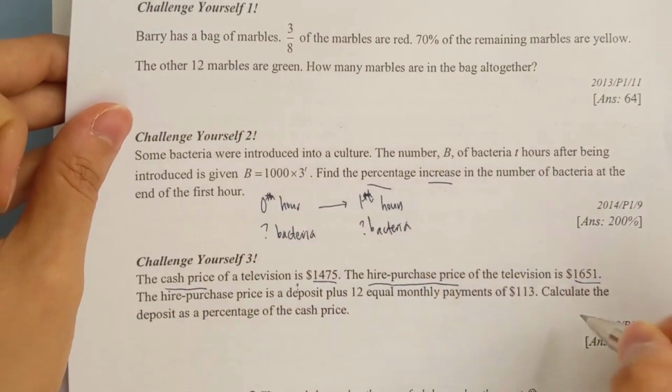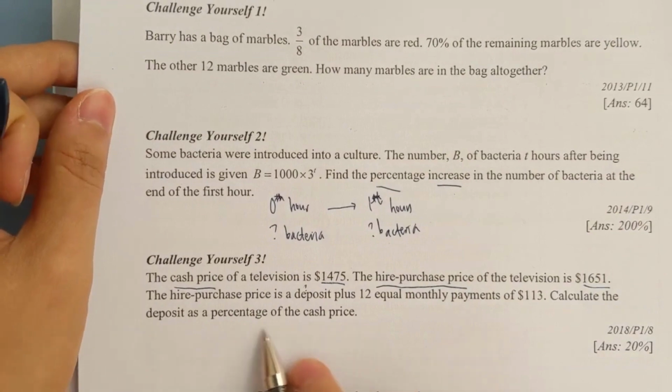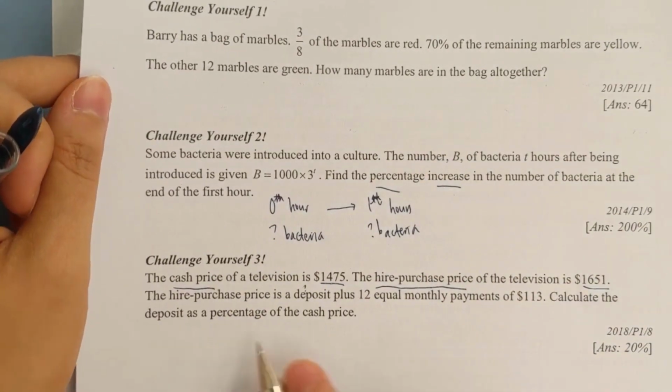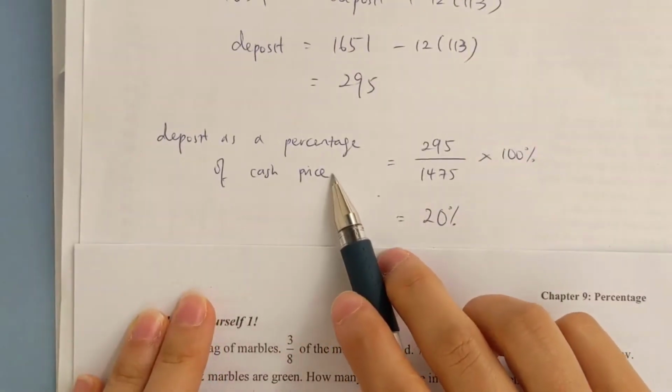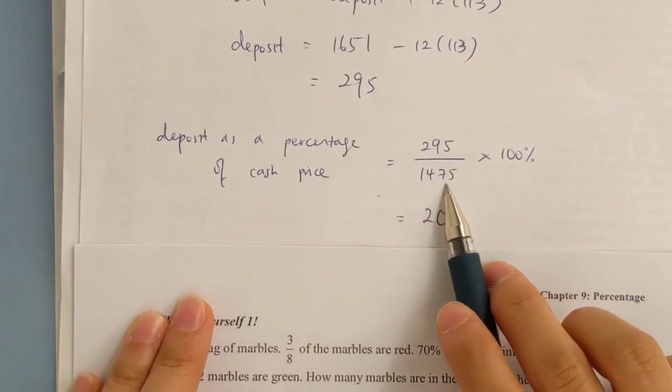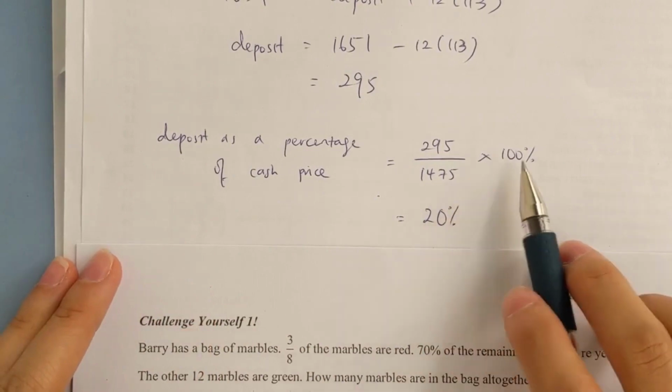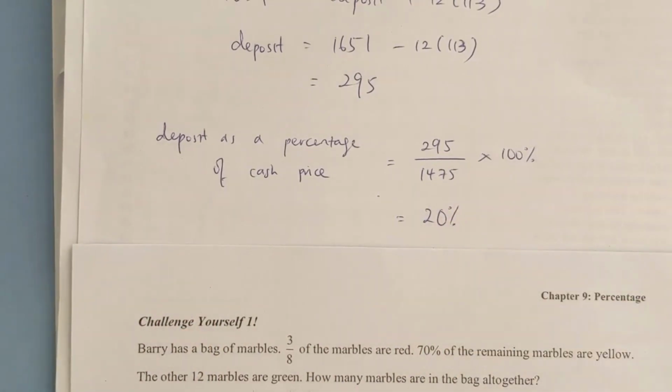Based on this question, it will be deposit over the cash price times 100%. So therefore, the deposit as a percentage of the cash price is the deposit over the cash price, which is 1475, times 100%. You get 20%. And that's all.